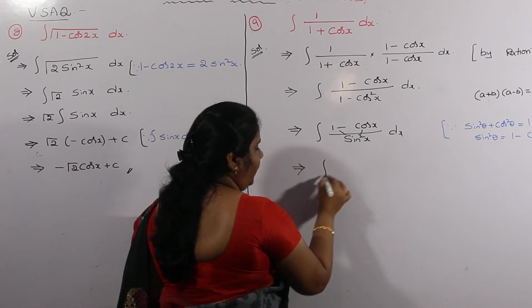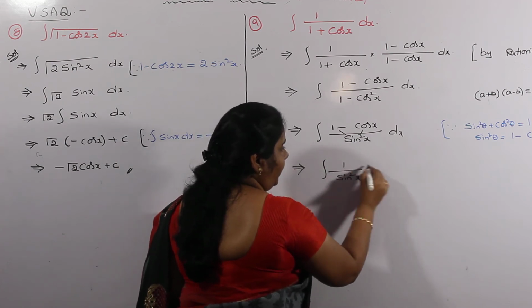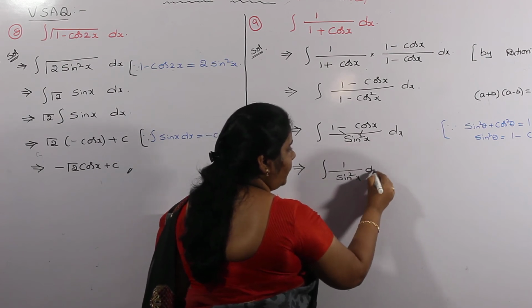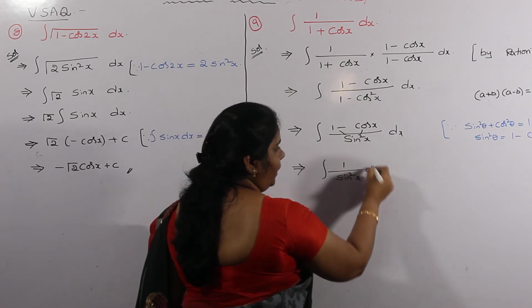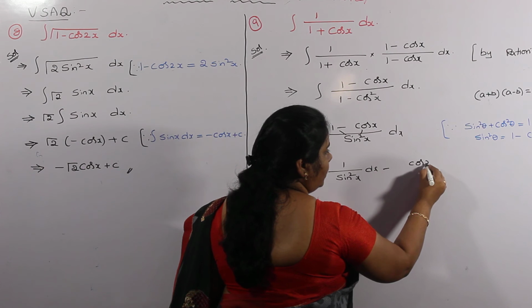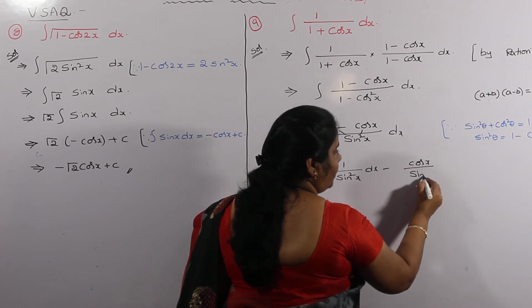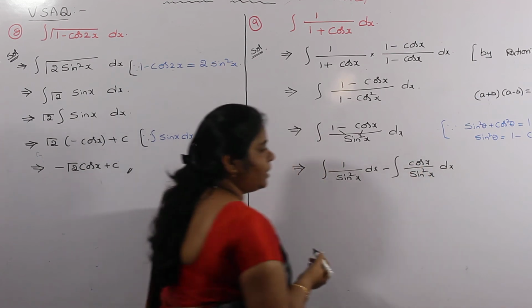Now take the splitting. That is integral of 1 by sin square x dx minus integral of cos x by sin square x dx, integrating each function separately.